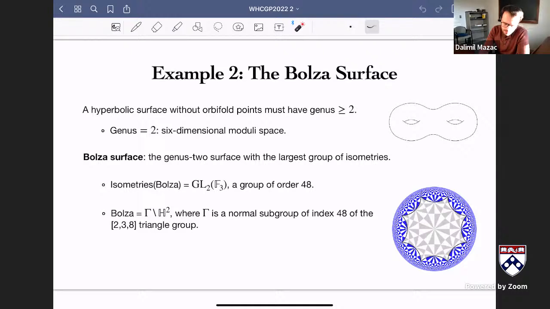And you can tile this Bolza surface with triangles of the type 2, 3, and 8. So here's a picture of the fundamental domain for the Bolza surface in the hyperbolic disk, and the white and gray triangles are the 2, 3, 8 triangles. And I guess there are 96 of them.